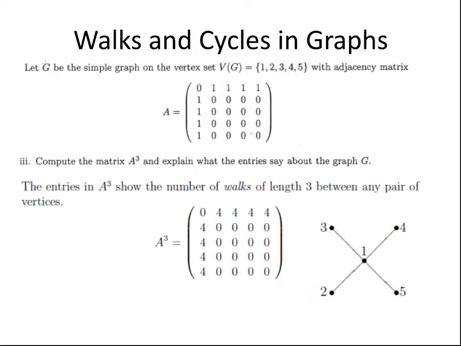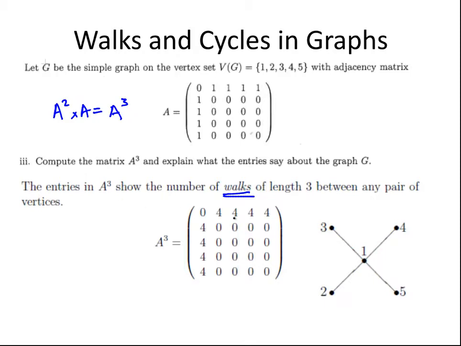The entries in A cubed show the number of walks of length 3 between any of the vertices. If you multiply A squared by A, you will get A cubed. There's a lot of matrix calculation involved in this. It's quite tedious, but you can get through it pretty quickly, because once you have a couple of the calculations done, you can replicate them. When you multiply A squared by A, you get that matrix down there.